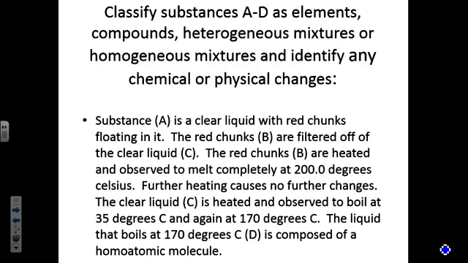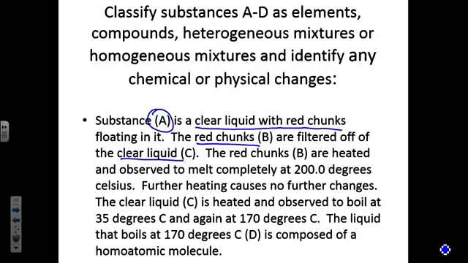So substance A is a clear liquid with red chunks floating in it. We want to identify what that clear liquid with red chunks is. That's A. The red chunks, which are B, are filtered off of the clear liquid, which is C. The red chunks are heated and observed to melt completely at 200 degrees Celsius. Further heating causes no further changes. The clear liquid C is heated and observed to boil at 35 degrees Celsius and again at 170 degrees Celsius. The liquid that boils at 170 degrees Celsius is substance D, and it's composed of a homoatomic molecule.